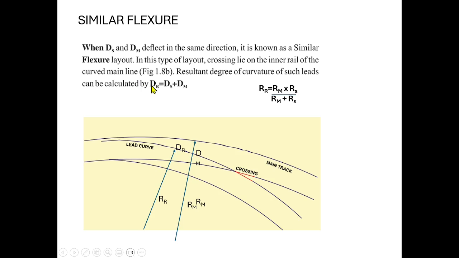That's what the resultant degree will be: equal to degree of straight turnout plus degree of the main line curve. Okay, in terms of radius, we would write Rr equal to Rm into Rs divided by Rm plus Rs. That's nothing but simply substituting a relation between the degree and the radius of the curve. Okay, what is degree? Degree equal to 1750 divided by R. If you substitute it, automatically you will be able to get this relation. Okay, this is something about the similar flexure.